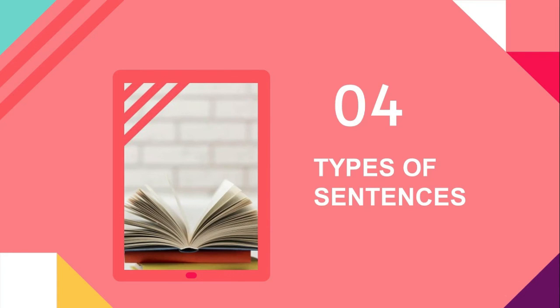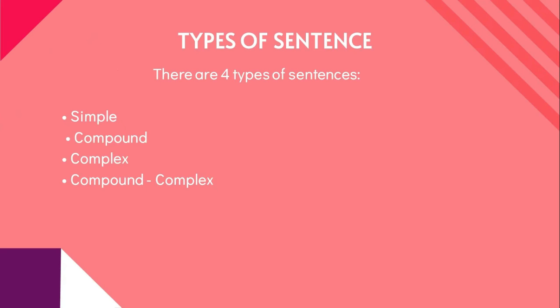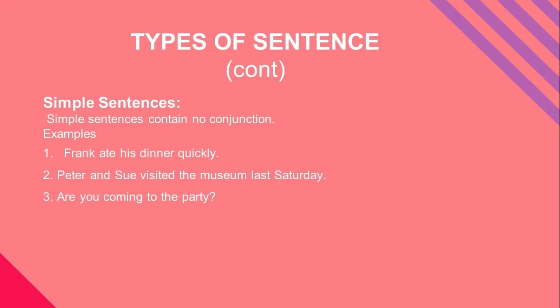Fourth and last, types of sentences. There are four types of sentences: simple, compound, complex, and compound-complex. Simple sentences. Simple sentences contain no conjunction. Examples: Frank ate his dinner quickly. Peter and Sue visited the museum last Saturday. Are you coming to the party?